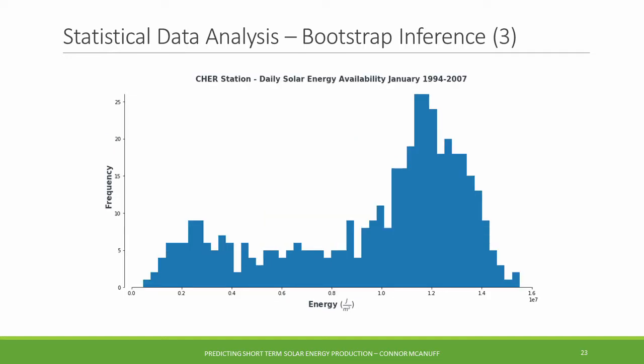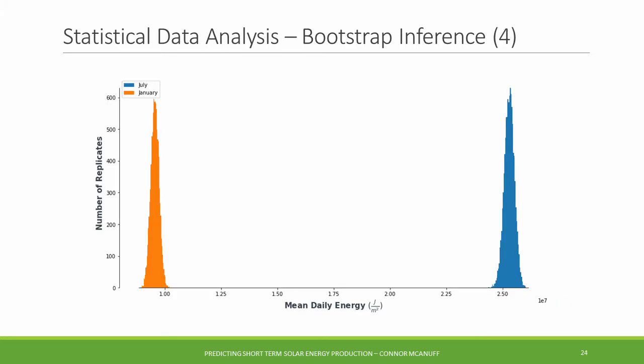We can apply the same technique to Shair station in January, the distribution of January values being shown here. The replicate mean histograms are plotted for January in orange and July in blue. We can see that there is essentially zero chance of the mean daily value for any given January being anywhere close to the mean daily value for any given July.